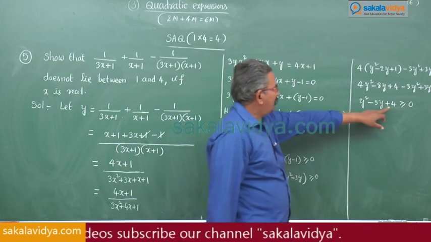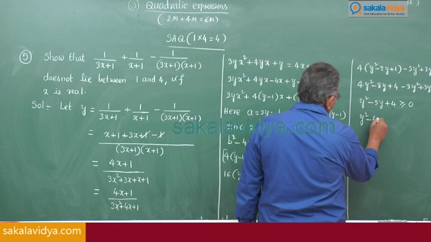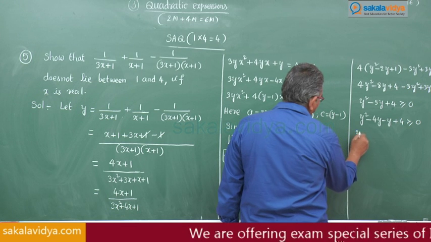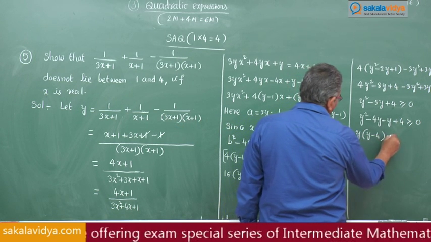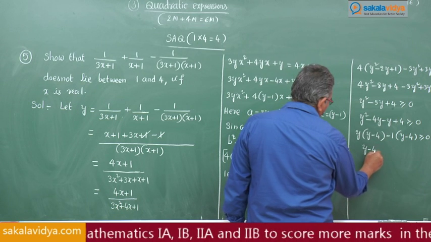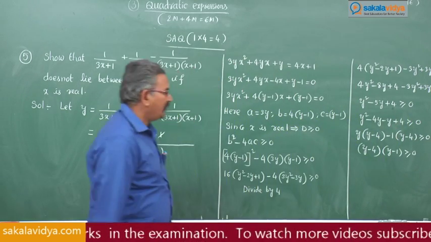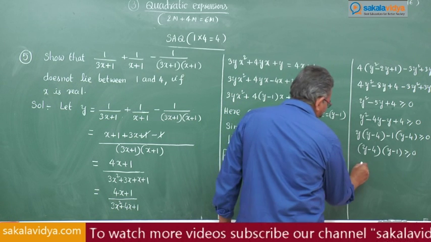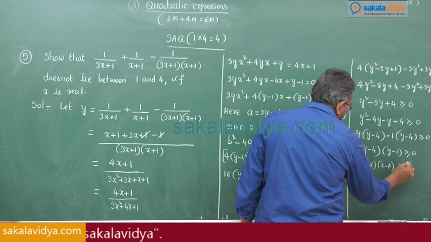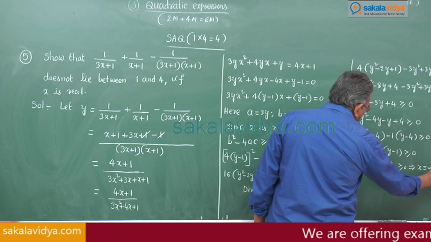Now this 4 can be written as minus 4 into minus 1. So we can write y² − 4y − y + 4 greater than or equal to 0. y common, (y−4), minus 1 common, (y−4) greater than or equal to 0. (y−4)(y−1) greater than or equal to 0. See, already we have discussed in the previous problem, (x−α)(x−β) greater than or equal to 0 implies x less than or equal to α or x greater than or equal to β.